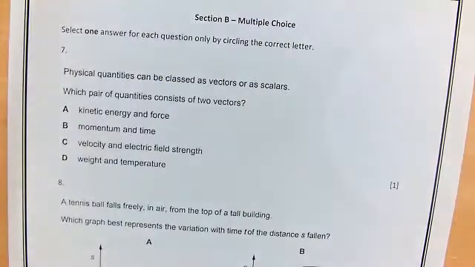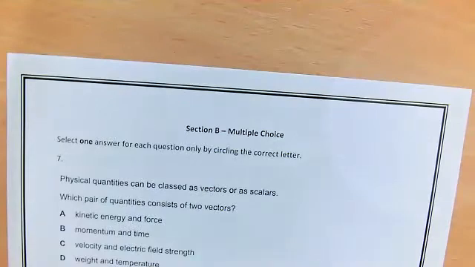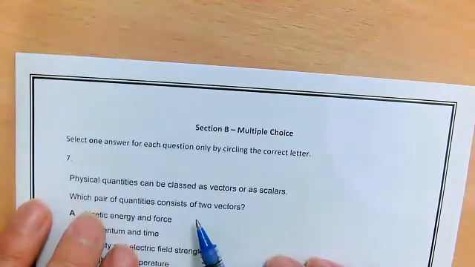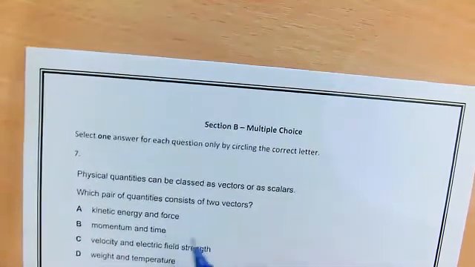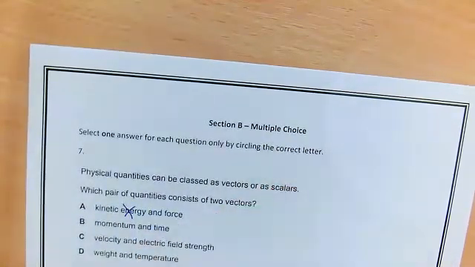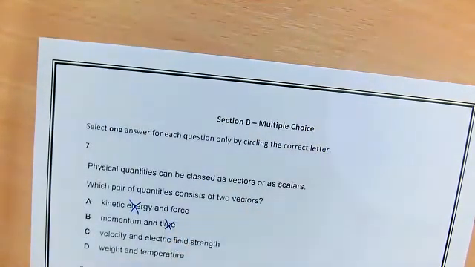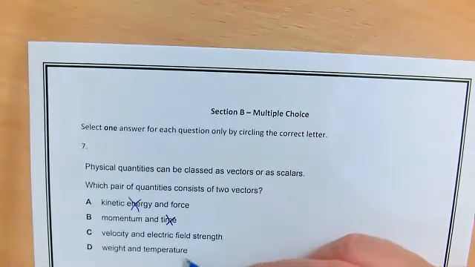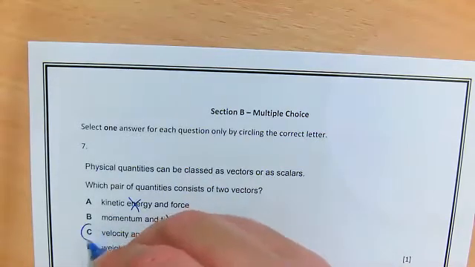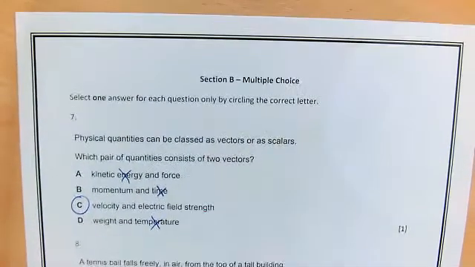Right. I'm aware of time. We are nearly done. So for the multiple choice, it says physical quantities can be classed as vectors. Which pair consists of two vectors? So kinetic energy is a scalar, so that's not a vector. Time is a scalar. Velocity and electric field strength. Well, we don't know what electric field strength is, so we're not sure. So let's go to the next one. Rate and temperature. Well, temperature is a scalar, so it must be C. Okay. Even though we don't really know what electric field strength is, doesn't matter.